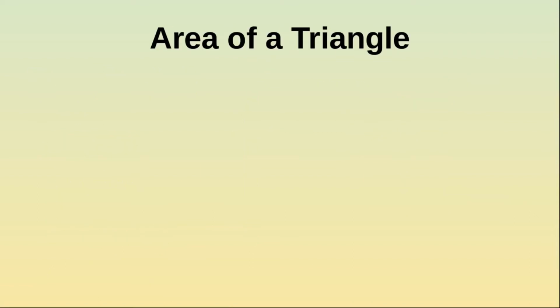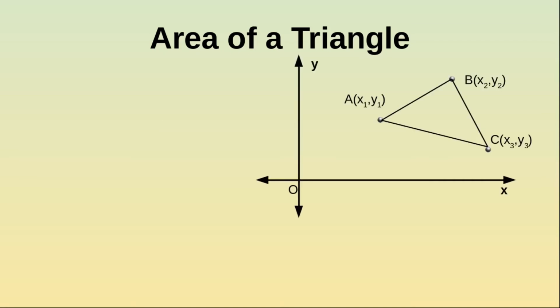Now, let's talk about the area of a triangle. Suppose we have a triangle ABC, and we want to find the area of this triangle, and here we are given the coordinates of A, B and C. That is, the coordinate of A is (x1, y1), the coordinate of B is (x2, y2), and the coordinate of C is (x3, y3).